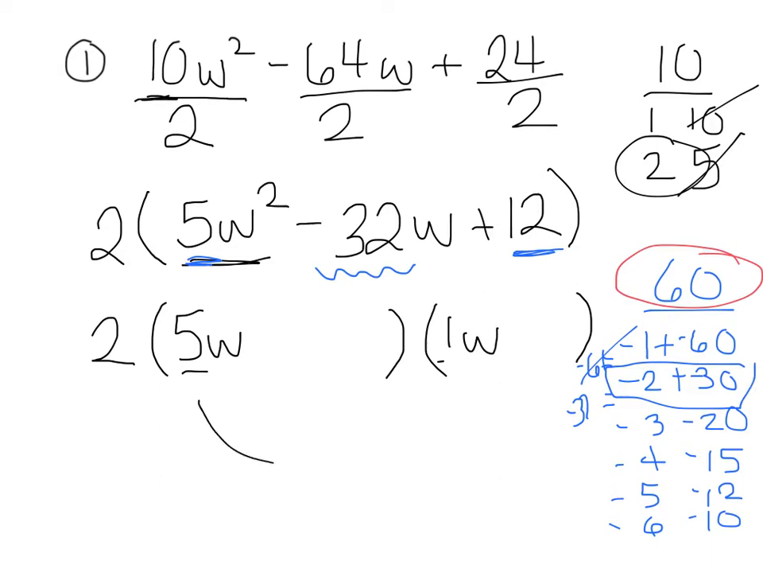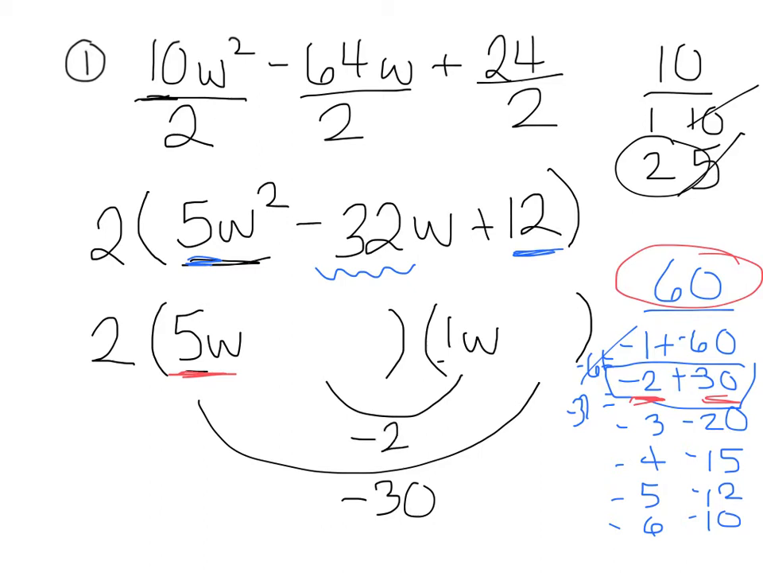So now we're going to do our little smiley face thing. So I'm going to look at this term right here, the 5. Now I'm going to see which of these 2 numbers 5 goes into. Does 5 go into negative 2 or negative 30? 5 doesn't go into negative 2. So I'm going to put negative 30 down here, because 5 does go into 30. And then I'm going to put negative 2 on the other one.